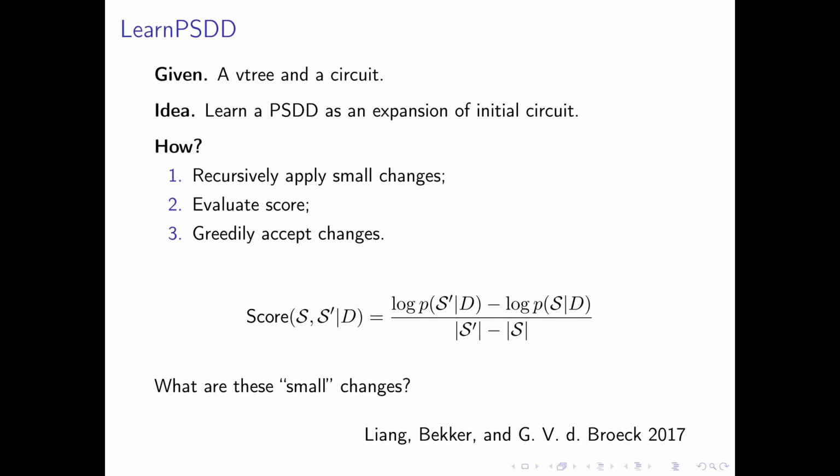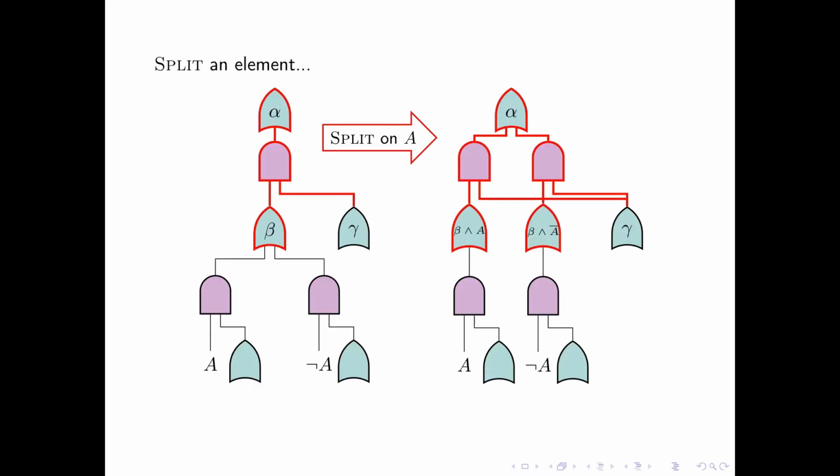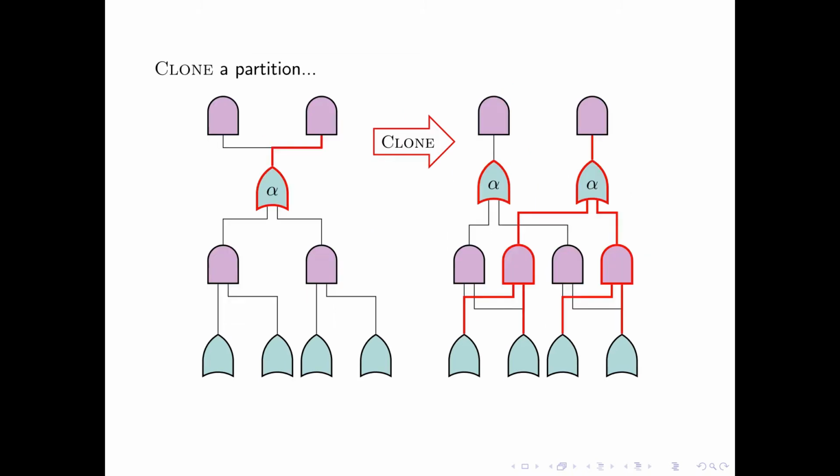And so what are these small changes that they did? Basically split. Split was done by taking an element and splitting into the positive literal and the negative literal, and this does not change the knowledge base. This does not change the logic constraints, because we're basically just conditioning on the positive and the negative. And another small change was clone. Clone basically took a disjunction node and cloned it into another disjunction node with the same constraints, so it did not change the knowledge base, and connected all of its children to the original disjunction node's children.